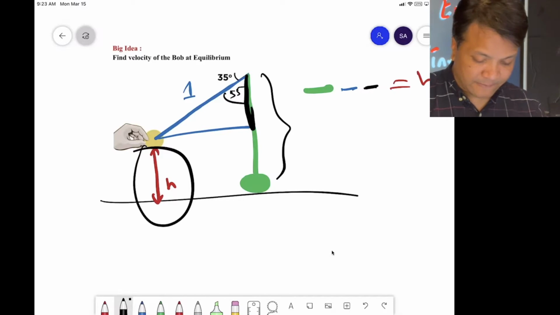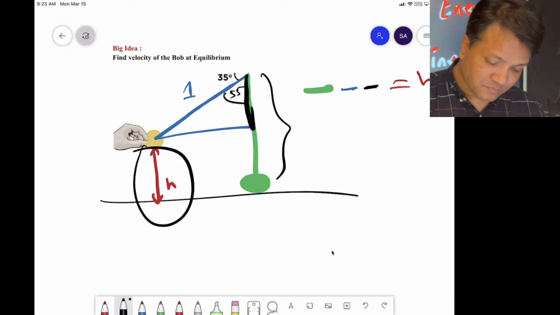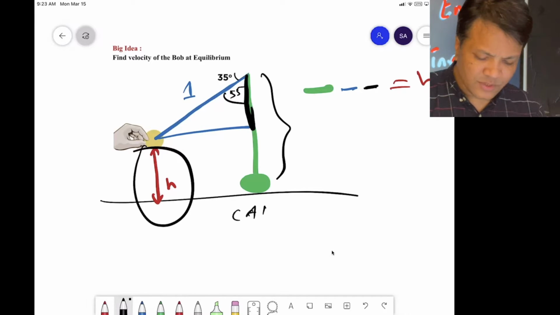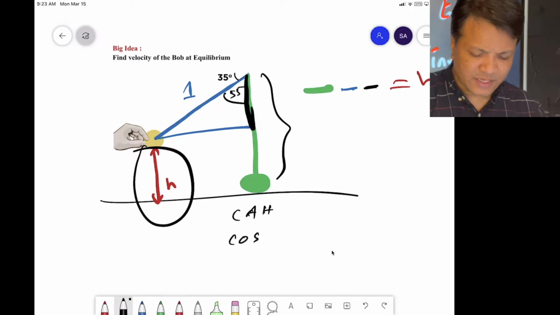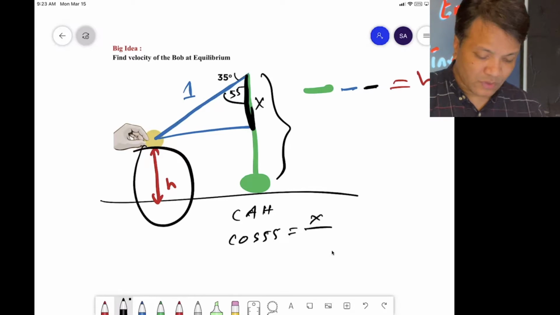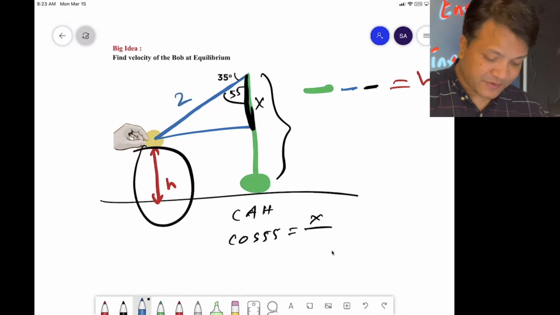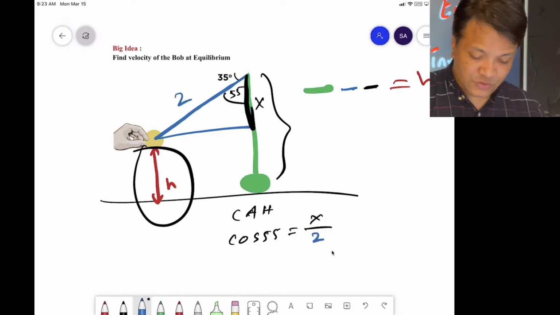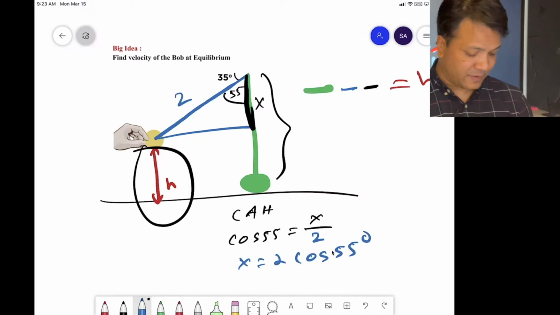All right, so what are we going to do now? We're going to write cosine. Cosine 55 degrees is equal to x over the hypotenuse, which I believe is 2. This is given. This is 2. So now x is 2 cosine 55 degrees. So 2 cosine 55 degrees is how much?